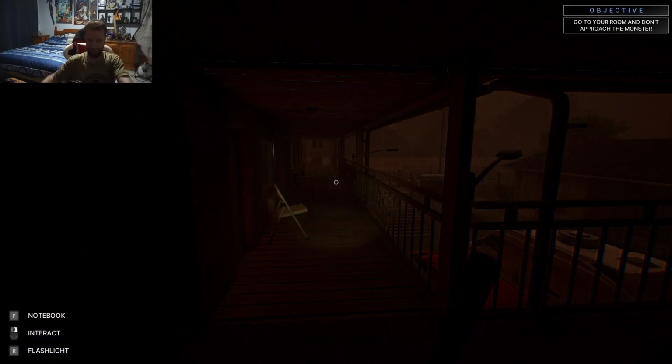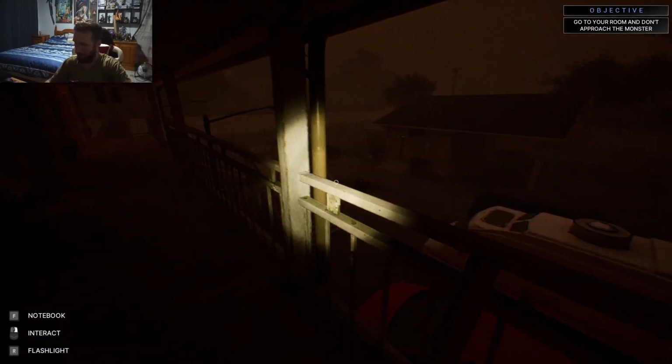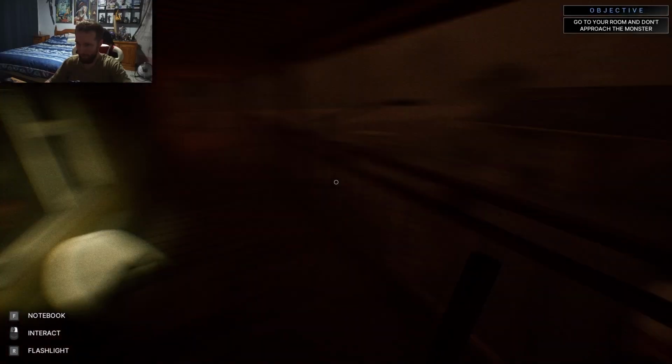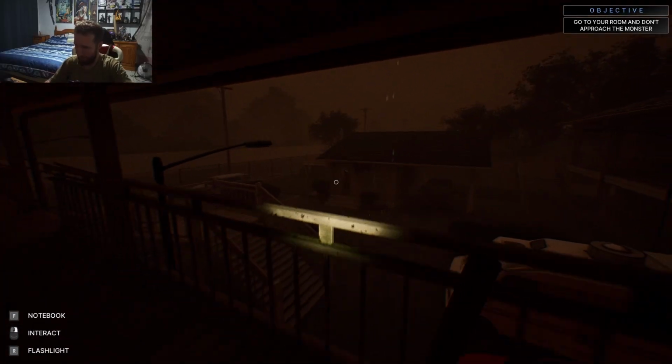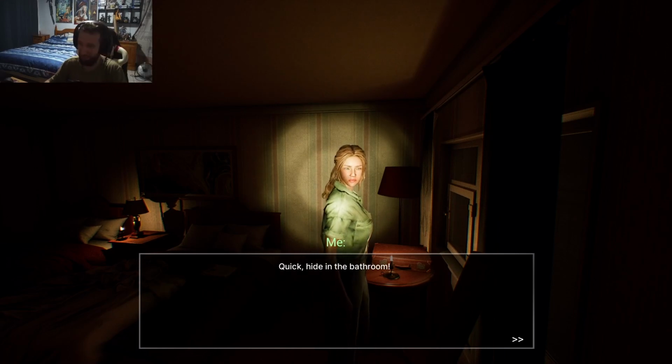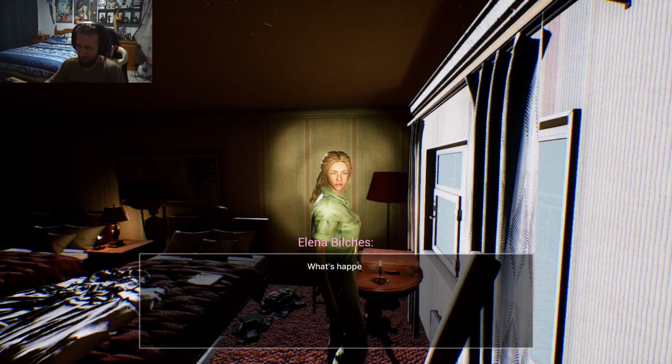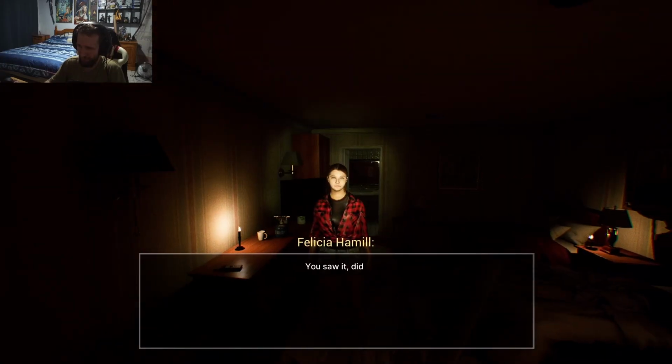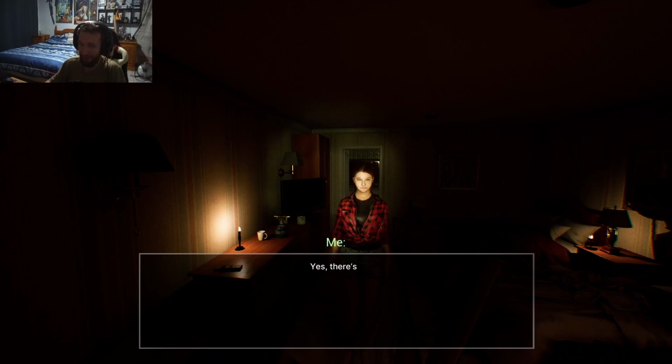What the fuck is that thing, bro? What the fuck is that thing? Look. It's staring at me. Let me in there. Hey. What the hell is that thing sitting there staring? Quickly, hide in the bathroom. What's happening? You saw it, didn't you? Oh, hell yes, I saw it. I've got goosebumps all over my freaking body right now. There's no time. Hurry, hide. I'll blow out the candles.